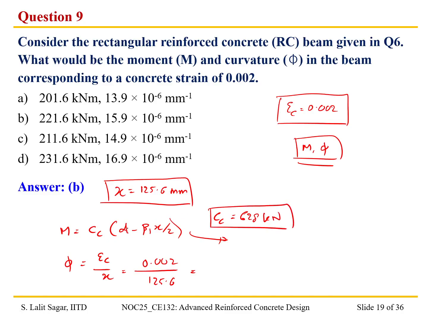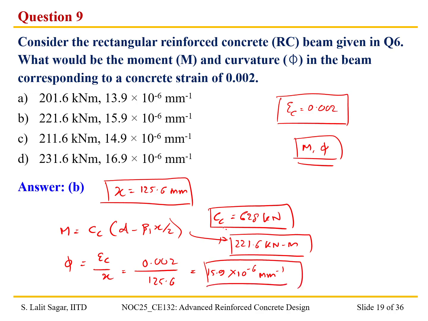So when we substitute the value of Cc, d, beta 1 and x, we obtain the value of M as 221.6 kilonewton meter. And correspondingly, the curvature is nothing but 15.9 into 10 to the power minus 6 per millimeter. So based on the value of M and phi, we see that option B is the correct response.